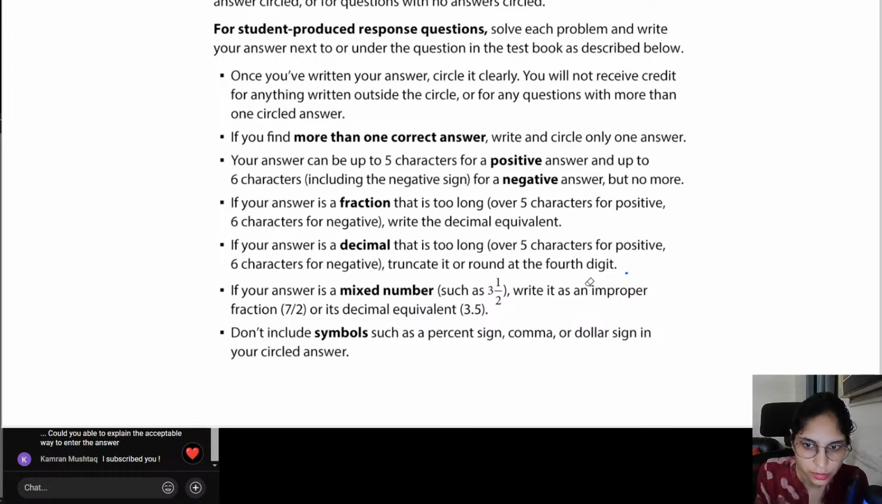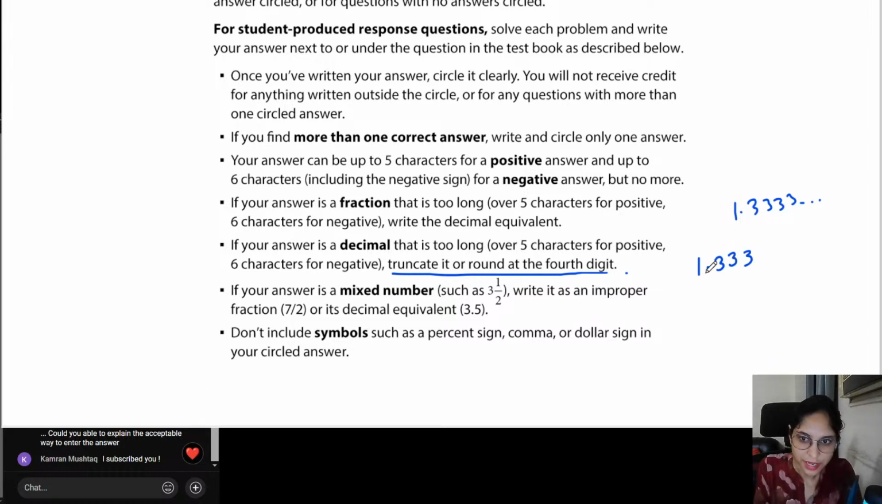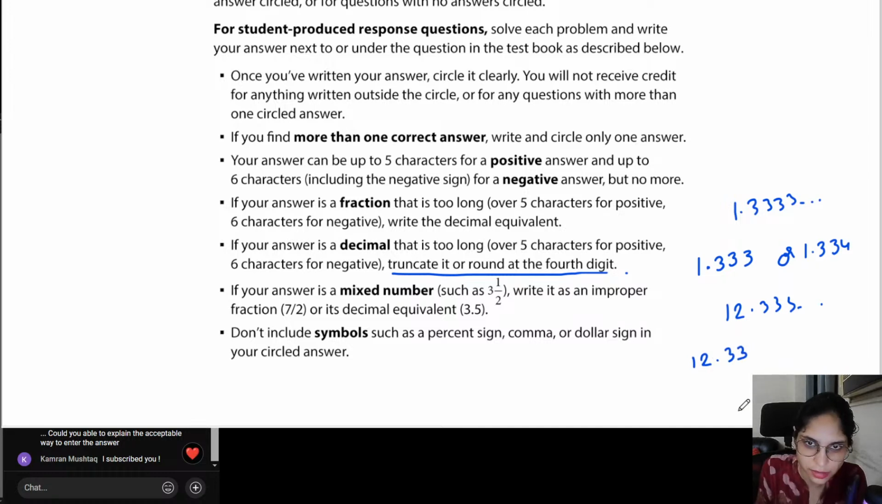Both are acceptable. For example, if your answer is 1.333333, acceptable answers are 1.333. See, 1, 2, 3, 4, 5, so these are your 5 characters. They can have only 5 characters. Or 1.334 is also acceptable. If you have 12.333333, then you will have to write 12.33 because now your 5 characters are done. But I think you can write 12.3333 or something like that.